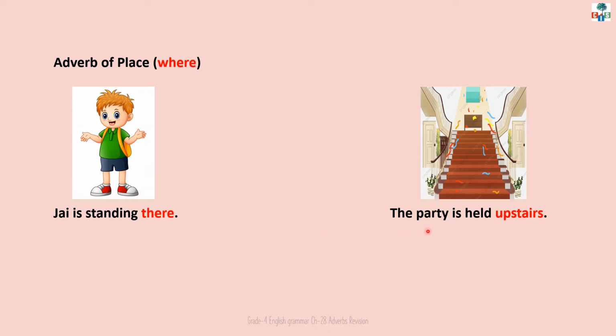Next example. The party is held upstairs. Ask the question with where. Where is the party held? The party is held upstairs. So we get the answer upstairs. So it is an adverb of place in this sentence. Some examples of adverbs of place are everywhere, here, downstairs, outside, etc. So to identify an adverb of place in a sentence, ask the question with where.